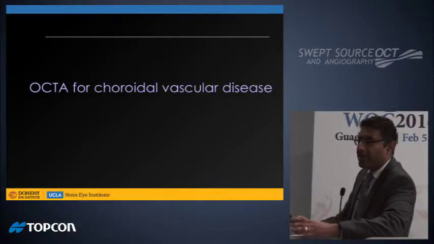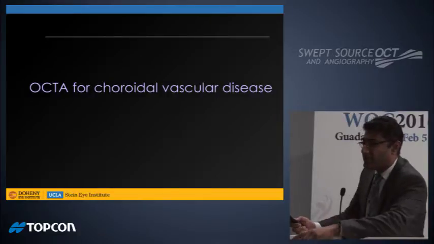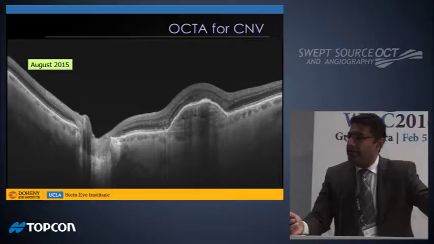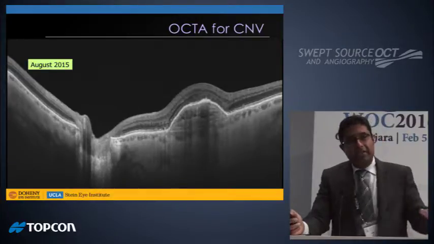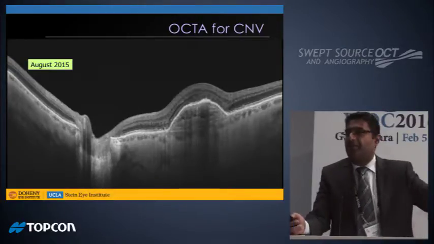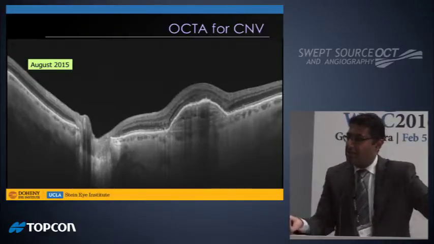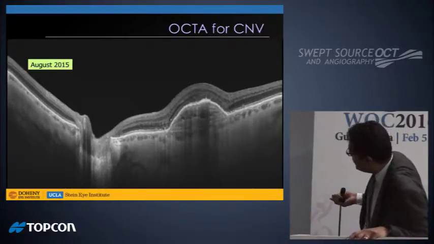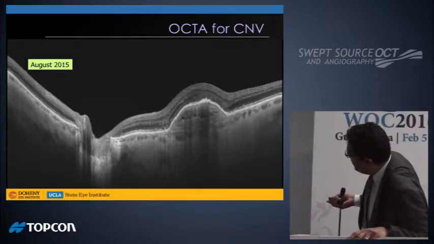So that's a good segue to talk about choroidal vascular disease, and this will be the last topic that I'll cover. You'll see so many papers coming out looking at choroidal neovascularization, like this patient, where you can see on this en face source image how beautifully you can see the laminar structure within the fibrovascular pigment epithelial detachment all the way out to Bruch's membrane.